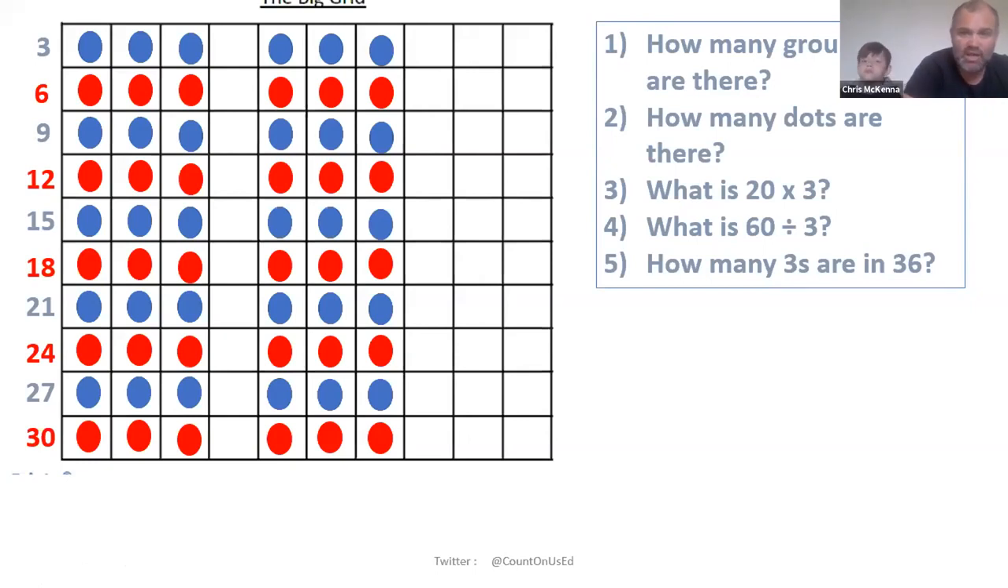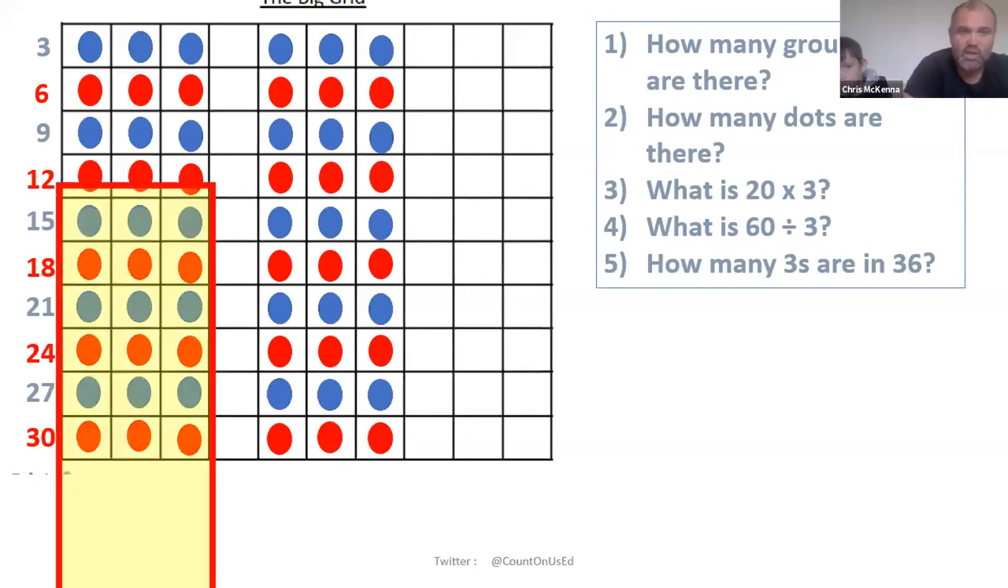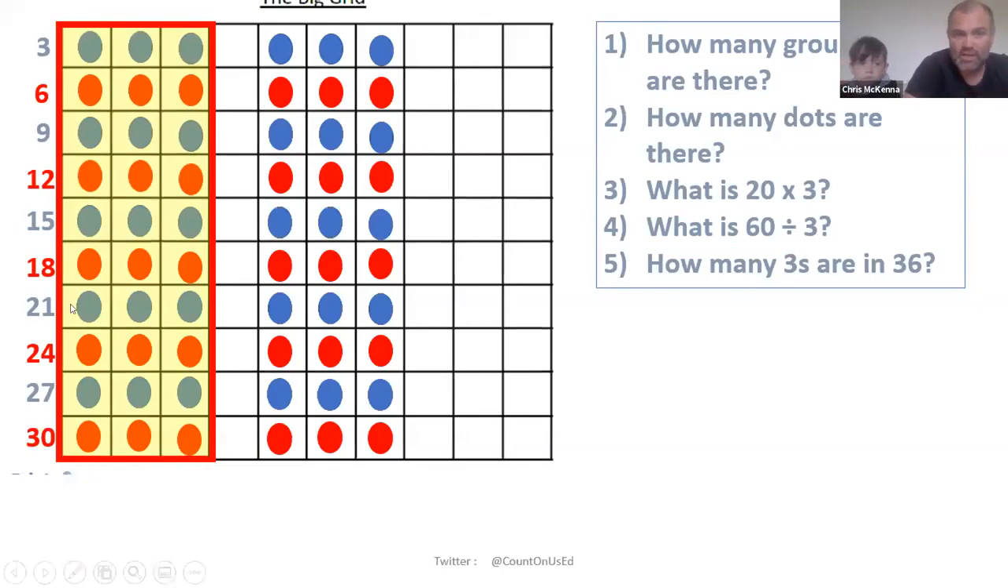Well, what I need to do is identify 36 dots. So I can see how many dots are in this section here, Austin? 30. 30. I want 36 dots. I'm looking at this question 5. How many 3s are in 36? So I've identified 30 dots. I need an extra 6 dots.